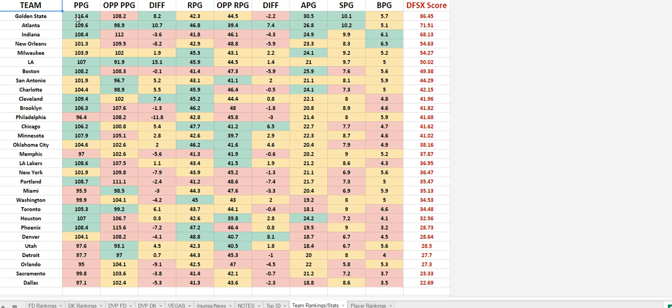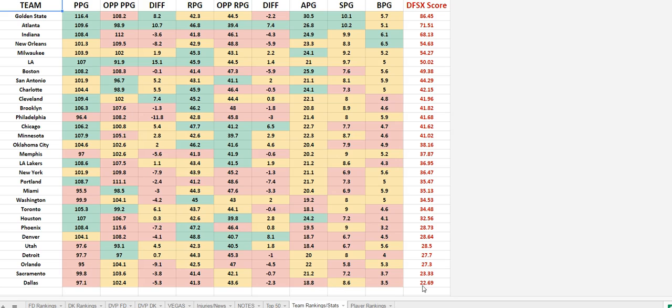So, of course, like I said, green is good, yellow is average, red is bad. But when you're looking at the opponent tab, red can be considered good, depending on how you're looking at it. It's the opposite from the other tab. And then we have our score over here, which, like I said earlier, the higher the better.